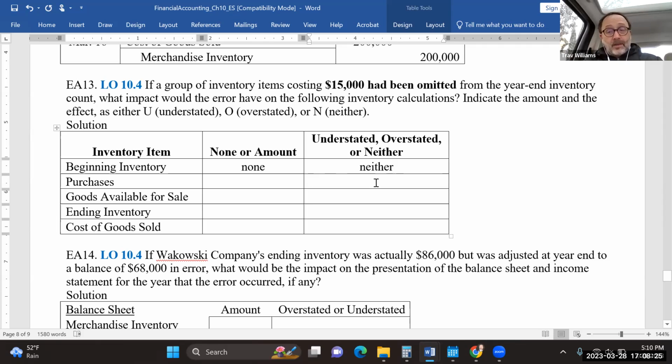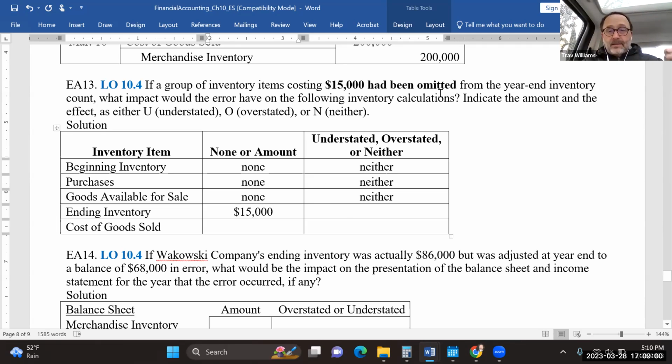Now, a mistake at the end of the year also does not impact the purchases you made throughout the year, because you know what those purchases were. And therefore, the mistake at the end of the year also is not going to impact your goods available for sale, because that was your beginning inventory plus your purchases. However, that $15,000 error is going to impact your ending inventory, right? Because that's where you made the mistake.